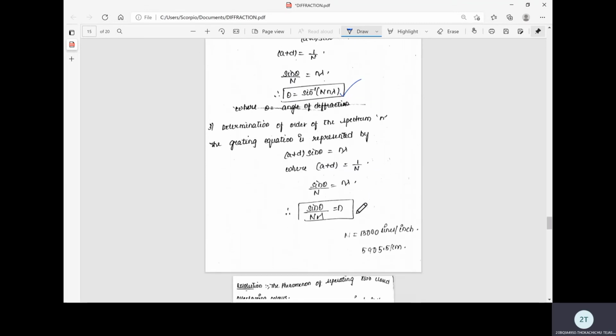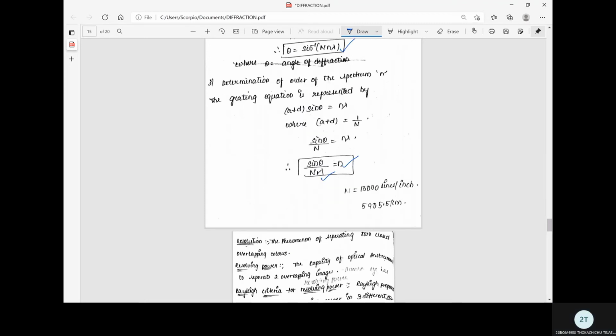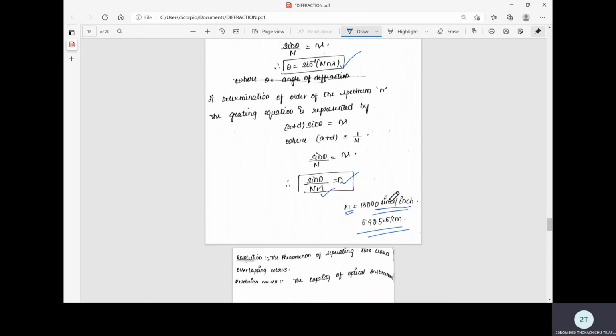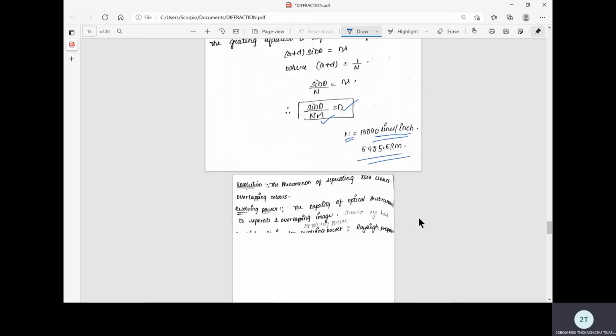Or we can also obtain the value of small n itself, which is the order in this experiment, which equals sin theta by capital N into lambda. And we have to note that, as we discussed before, capital N is nothing but the number of spectral lines, which equals 15,000 lines per inch. That is 5,905.5 per centimeter. That is, in this concept of grating, we consider the value of N as 15,000 lines per inch, or 5,905.5 spectral lines per centimeter.